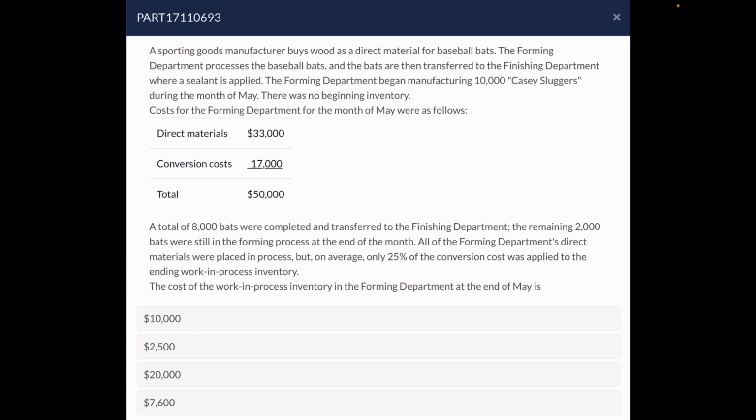The question is, what is the cost of the work in process inventory in the forming department at the end of May?